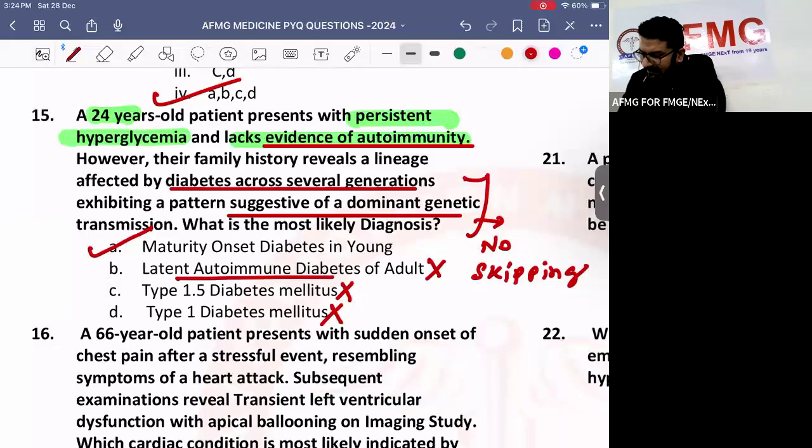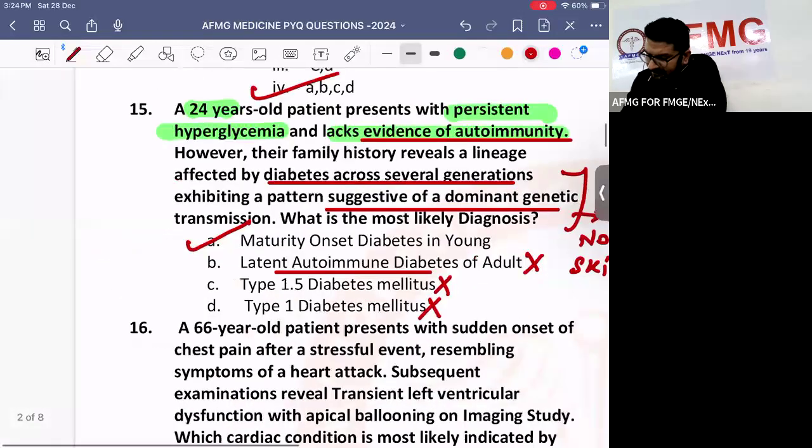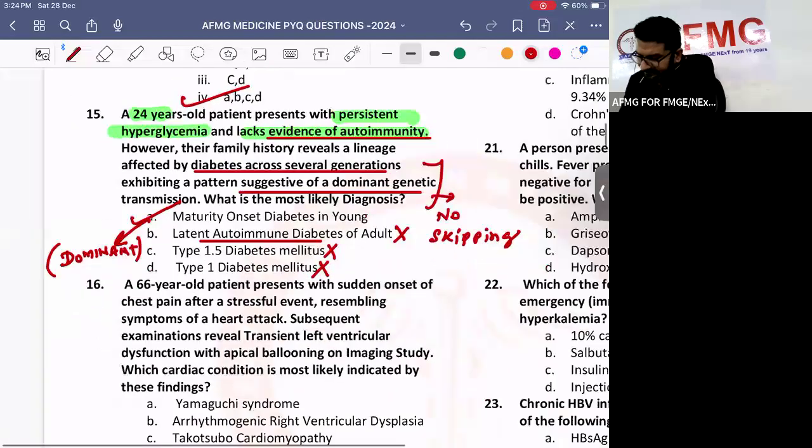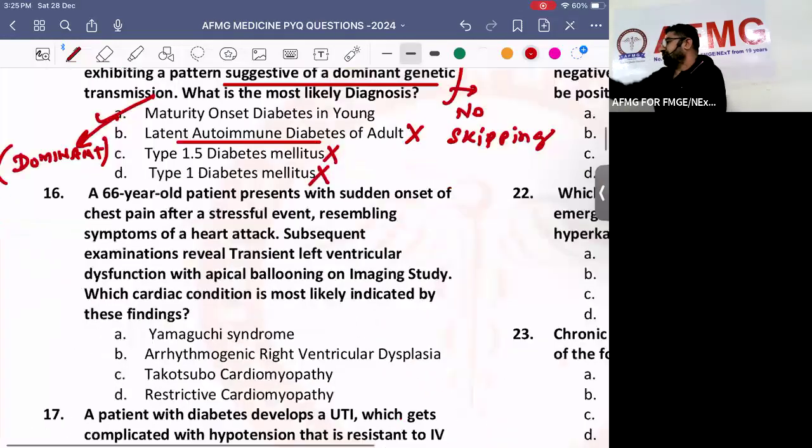And LADA, understand, LADA is seen generally after the 30s. Patient is young. And LADA will not have dominant type of inheritance. So MODY, remember, will have no skipping, meaning it will affect all generations. So you will see a dominant type of inheritance. Grandfather's brother or sister will have someone affected, father's brother or sister will have someone, and your brother or sister will have someone. That is called a pattern of MODY. Done? Okay, moving to next. Try to answer.